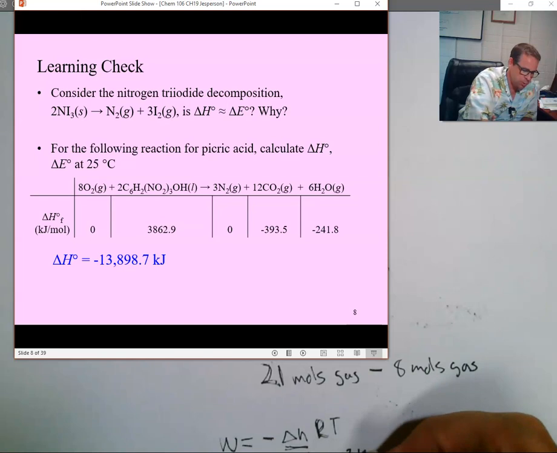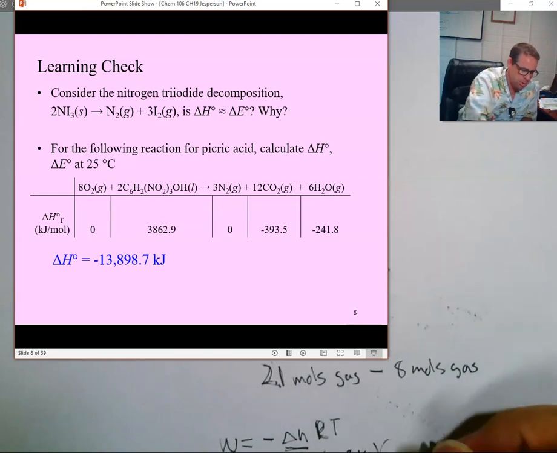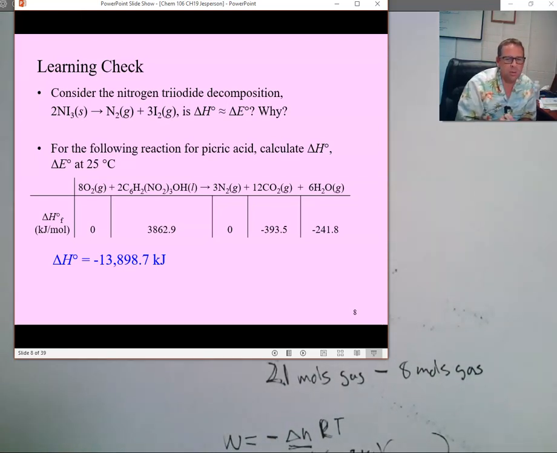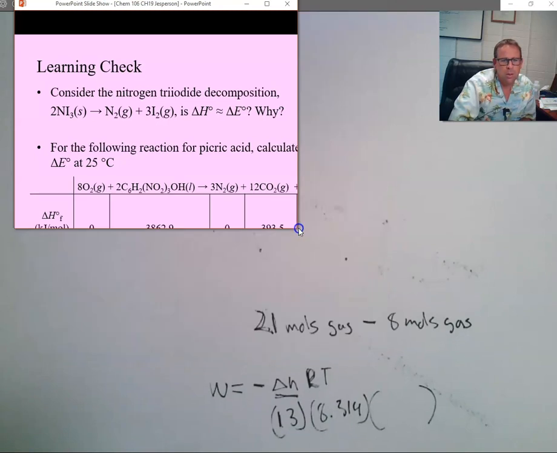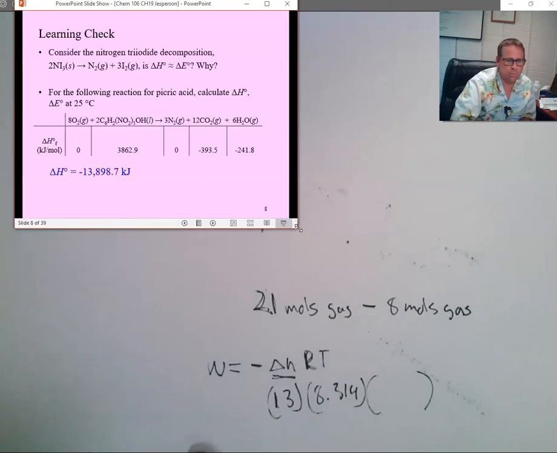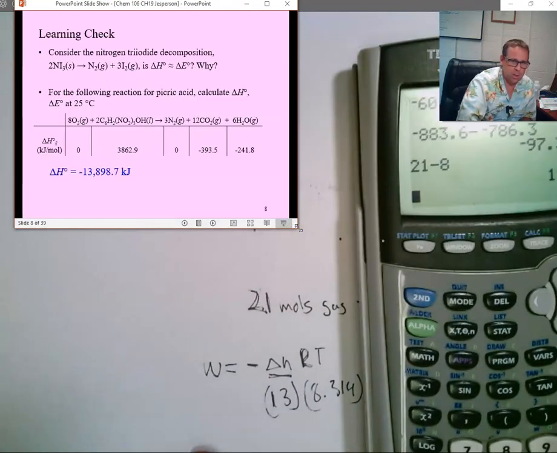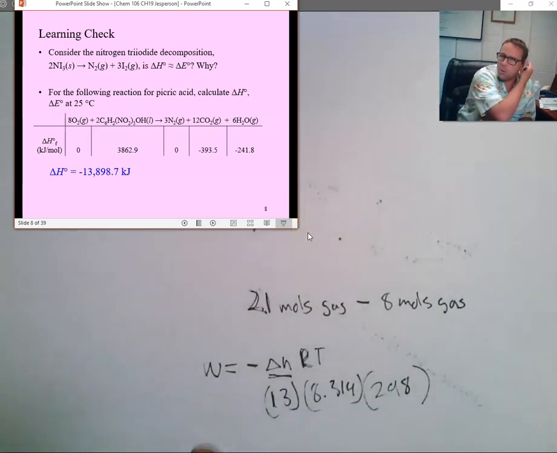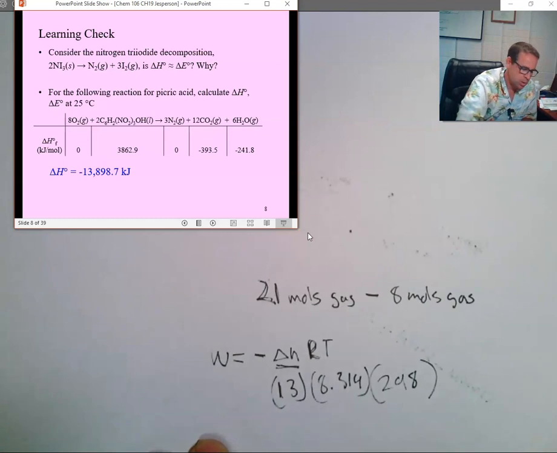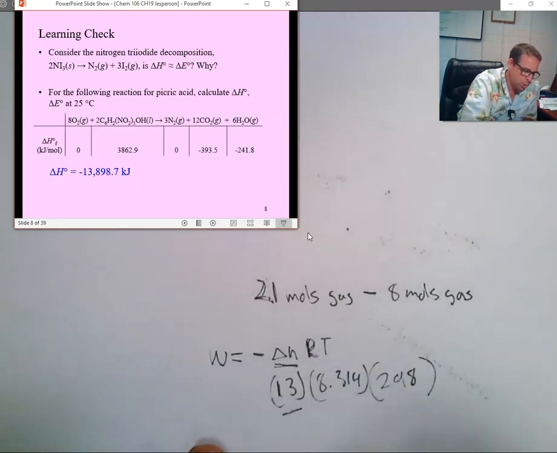times 8.314 times, what's our temperature, Sarah? What do we do for our temperature for this one? 25 degrees Celsius. Or, I just need to make that Kelvin. And that's right. So that's 298. Yeah. 298. 25 plus 273. So 13 is our change in moles.